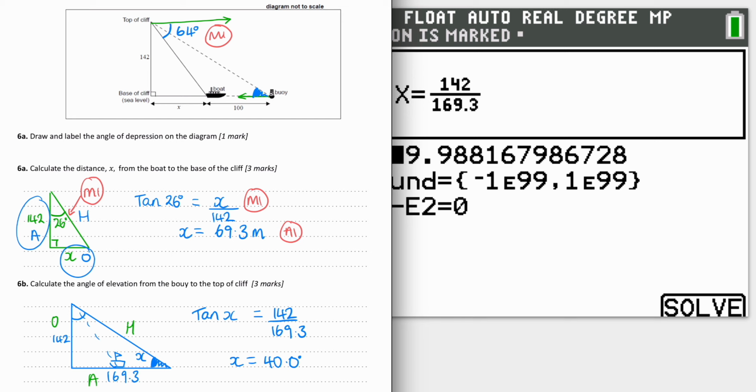Again, it's 3 marks. One is for the answer rounded correctly to three significant figures. One is for the correct use of tan, and the other is for adding the 100 to your existing amount. If you got question A wrong, you could still pick up all of the marks for part B, because you would just use your values and then work them through in that way.